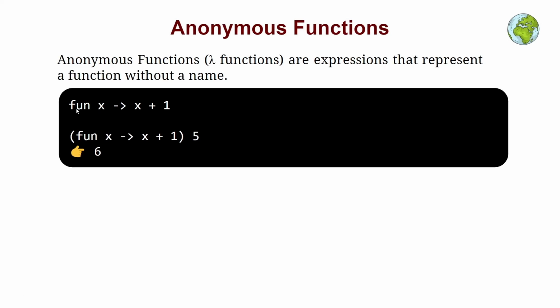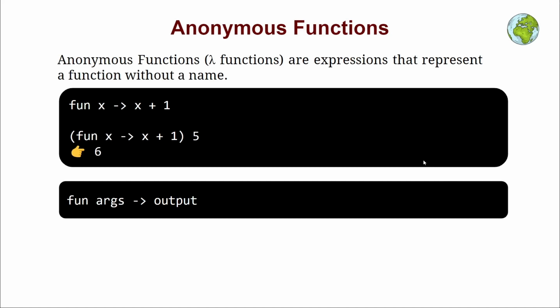Here we have a way of defining anonymous functions. As we can see, we begin with the keyword fun, then we have the series of arguments that we receive as input, and then we have the output, right? For instance, if we apply this anonymous function with the input 5, when the value of x is 5, the output is 6. This is basically an anonymous function that, given an input, returns the input plus 1, right? So this is the syntax for defining anonymous functions in OCaml.